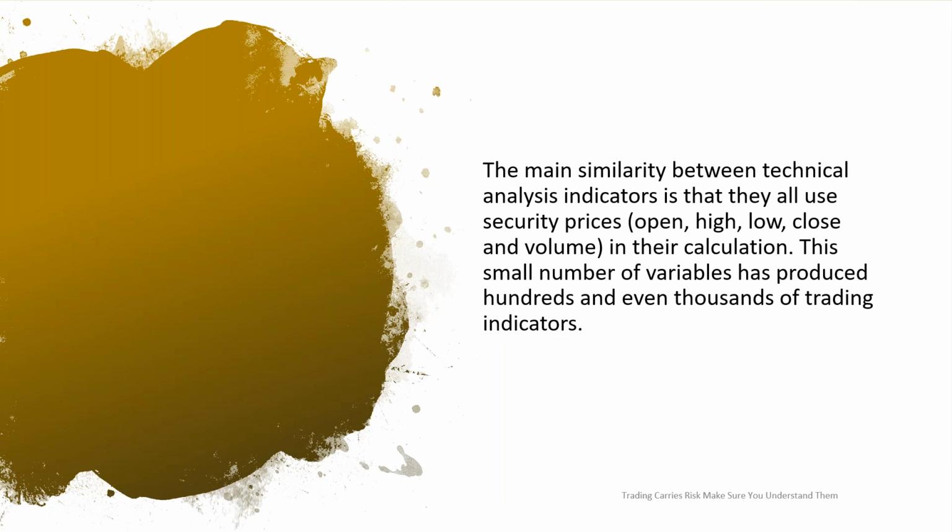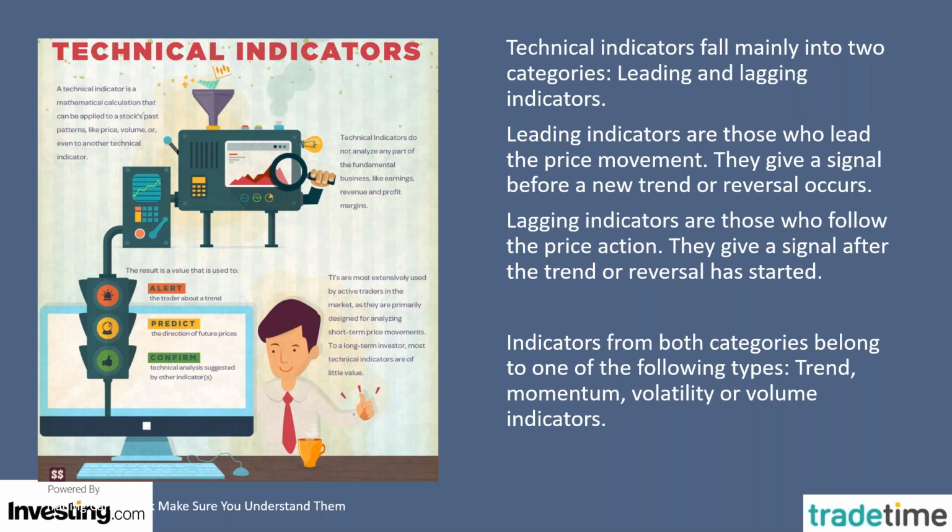Now, technical analysis involves a lot bigger field of study than just technical indicators. Technical indicators are just one simple sector. You have price patterns, and you have all different types that make up the field of technical analysis. Tonight, we're only talking about indicators. Indicators are simply mathematical calculations using a security's open, high, low, and close, and their volume. But the small number of variables has produced hundreds and even thousands of trading indicators.